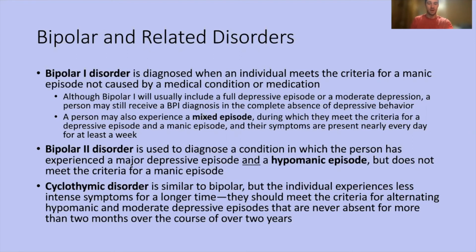And then the third one is cyclothymic disorder. Sometimes it's referred to as cyclothymia. And it's similar to bipolar, but the individual experiences less intense symptoms for a longer time. So they're basically alternating between hypomanic episodes and mild to moderate depressive episodes, pretty much for years it could be. So they should meet the criteria for alternating episodes that are never absent for more than 2 months over the course of over 2 years. So as long as it occurs for more than 2 years and there has never been a break that is longer than 2 months, they will probably be diagnosed with cyclothymic disorder.